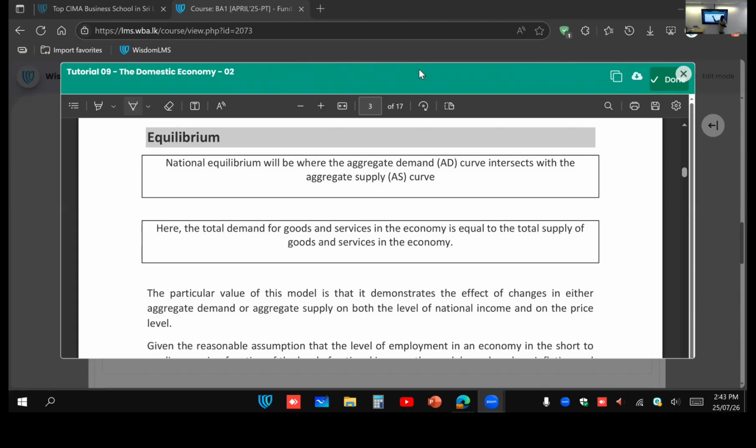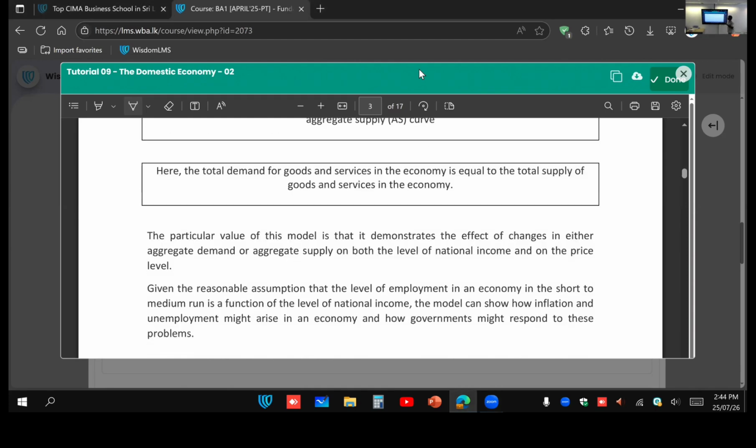But in the supply and demand, just like for the individual markets, here also aggregate demand should be equal to aggregate supply for that to be in equilibrium. Secondly, here the total demand for goods and services in the economy is equal to the total supply of goods and services, which is what you called aggregate demand and aggregate supply.